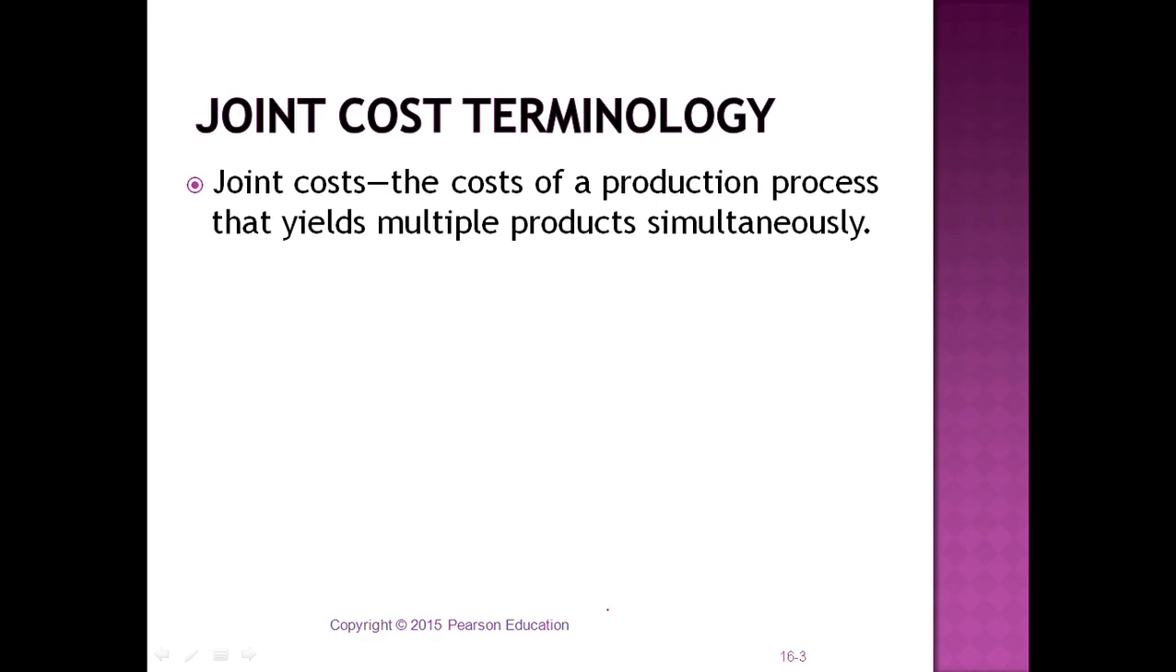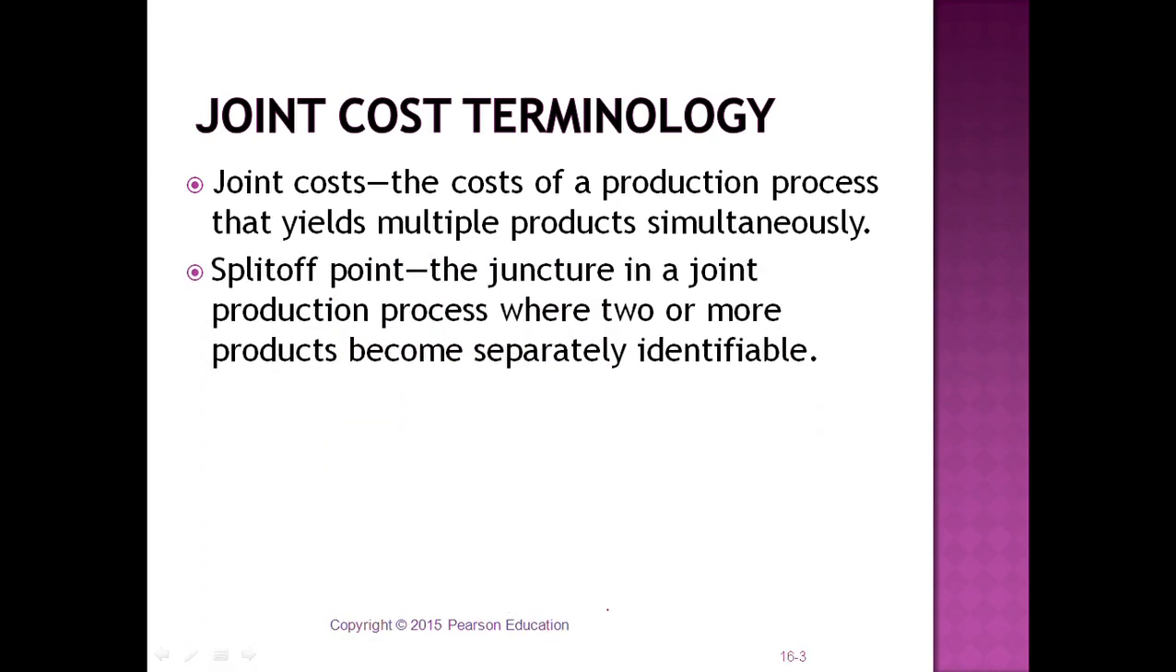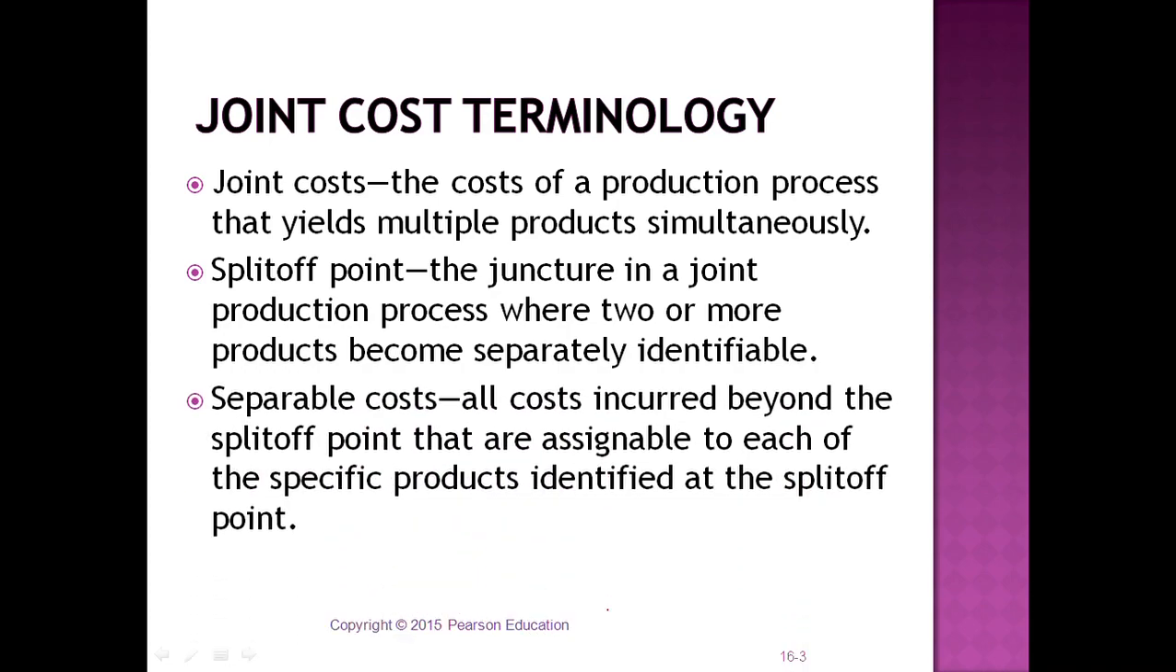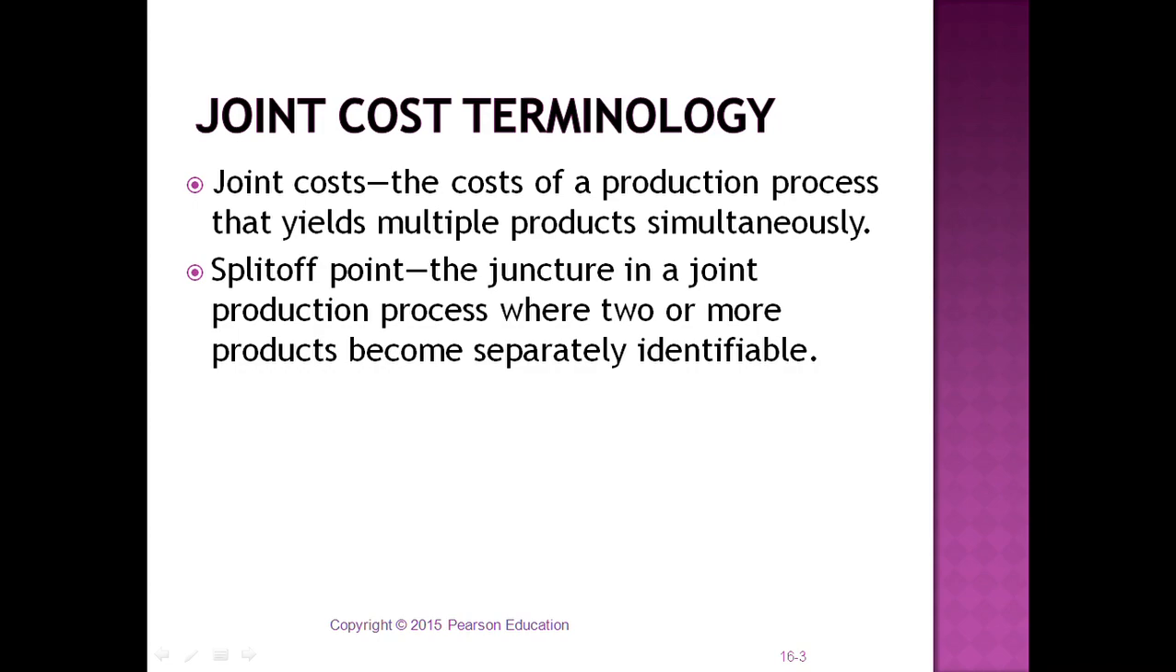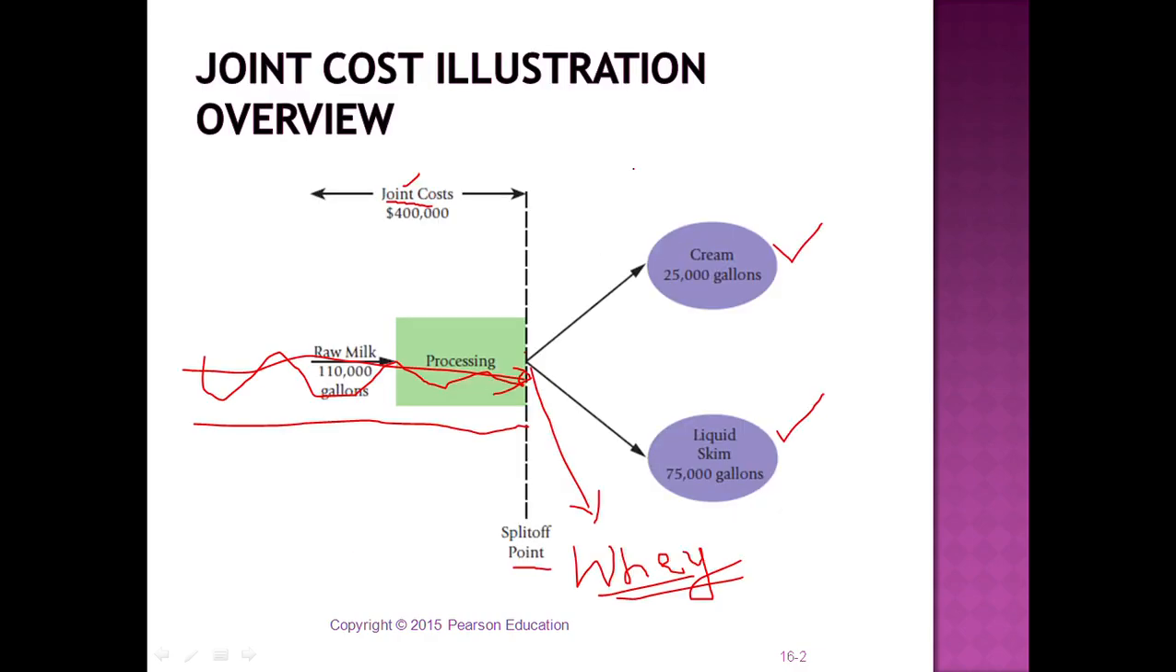So let's quickly define each one of them. Joint cost is the cost of a production process that yields multiple products simultaneously. Split off point is that juncture in the joint production process where you are able to recognize more than one joint output. Okay, and then separable cost is any cost that you incur beyond the split off point. Let me just go back to my diagram here. So you spend some cost before the split off point and you call it the joint cost, but you may also spend some cost after the split off point.